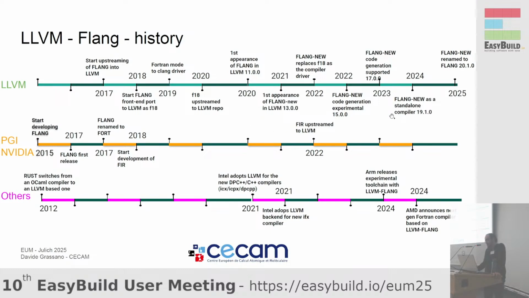And basically after 10 years, about 3 or 4 weeks ago, we got the release of LLVM 20.1.0, where we actually have the first Fortran compiler in LLVM. And there is also the renaming that you have already heard about, from Flang-new to Flang, which, as we will see, can cause some problems with build systems.